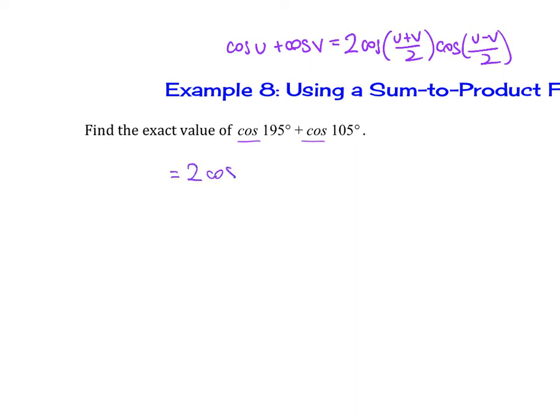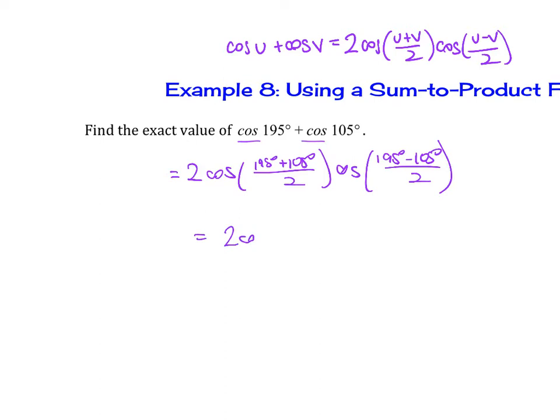So this is 2 cosine of u plus v, so that's 195 degrees plus 105 degrees divided by 2, and then times cosine of 195 degrees minus 105 degrees over 2. Then we simplify, so we get 2 cosine of 195 plus 105, that's 300 degrees over 2, and then cosine of 195 minus 105 degrees, that is 90 degrees over 2. So this is 2 cosine of 150 degrees times cosine of 45 degrees.